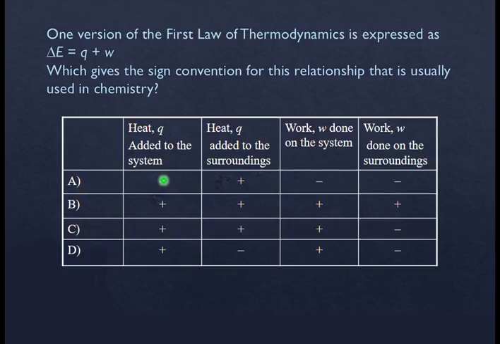So heat added to the system is a positive value. And same as work done on the system is a positive value. So B, C, and D fit that mold. The heat Q added to the surroundings would be a negative, an output of energy. And so that leaves us with only D as a viable option. Work done on the surroundings is the same. It's also negative. So D is the best answer for this question.